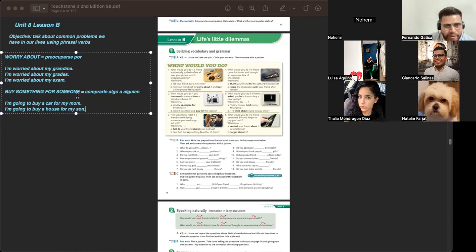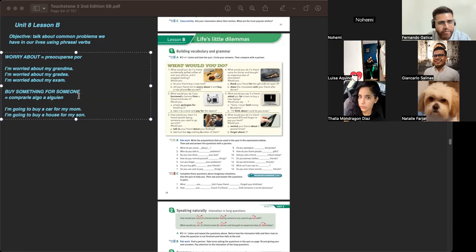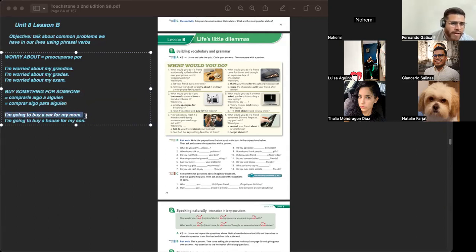So buy something for someone is comprarle algo a alguien. Y dependiendo del contexto, puede ser comprar algo para alguien. Okay. That's important. Comprar algo para alguien. So this sentence, I'm going to buy a car for my mom. Voy a comprar un carro a mi mamá. O voy a comprar un carro para mi mamá. You know, I don't know if there's a difference, but those are the two translations.